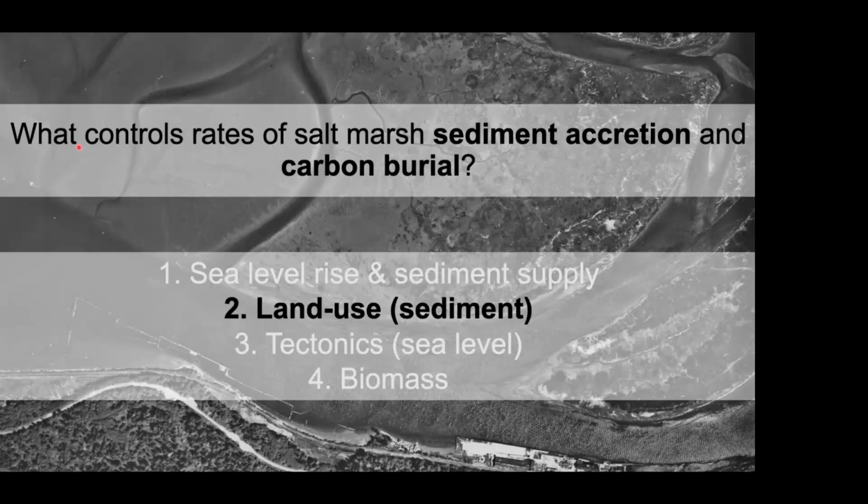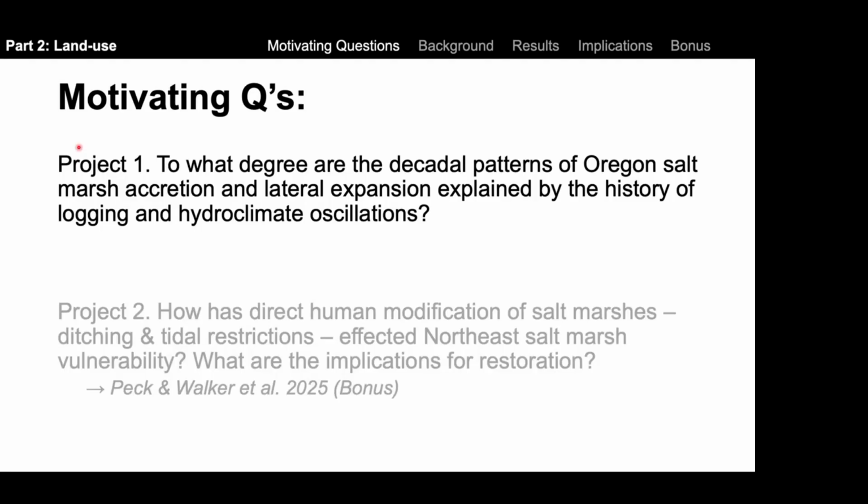Okay, so the next question that we'll move into is how do perturbations to these systems affect the sediment accretion and carbon burial rates? Specifically, how do land use changes that affect sediment supplies affect these rates of change? And so the first question that I'll pose here is, to what degree are the decadal patterns of Oregon salt marsh accretion and lateral expansion explained by the history of intensive timber harvest and climate oscillations?